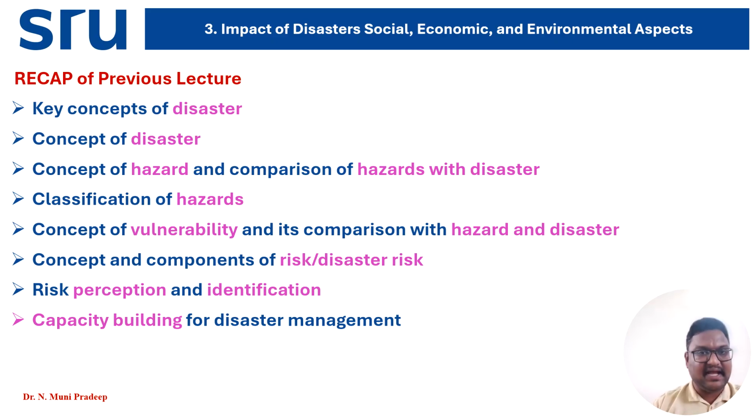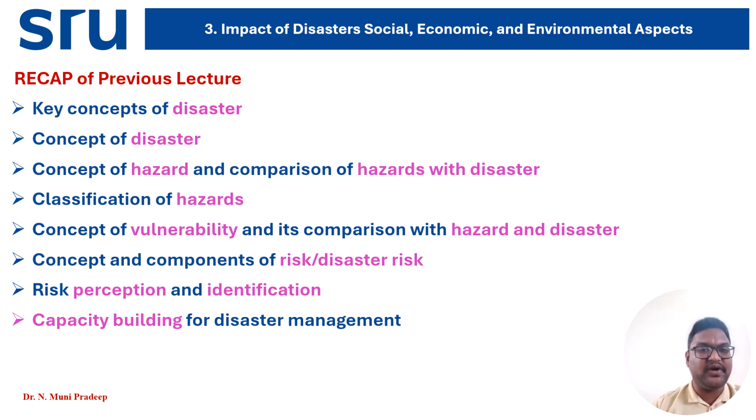The fourth concept we discussed in the last lecture is vulnerability and its comparison with hazard and disaster. Here we discussed 9 major types of vulnerability: economic, social, ecological, organizational, educational, attitudinal, political, cultural, and finally physical vulnerability. This we also discussed in detail in lecture 2. The fifth point is the concept and components of disaster risk. Here we discussed one formula: disaster risk equals hazard probability times vulnerability. This means the disaster risk will increase when either hazard intensity or vulnerability increases. If any one increases, the disaster risk will increase.